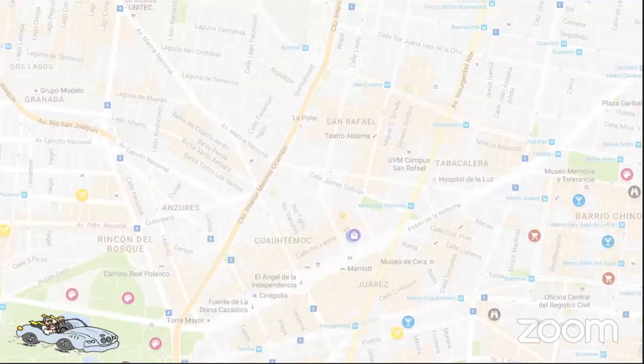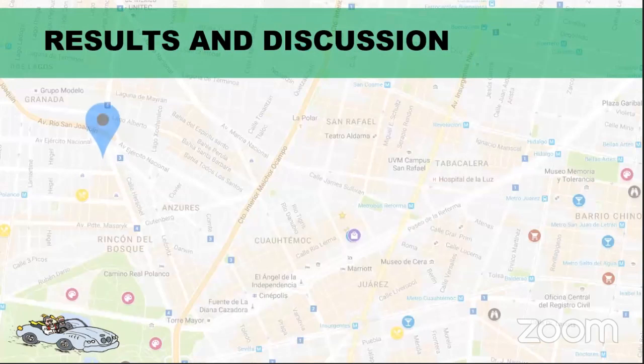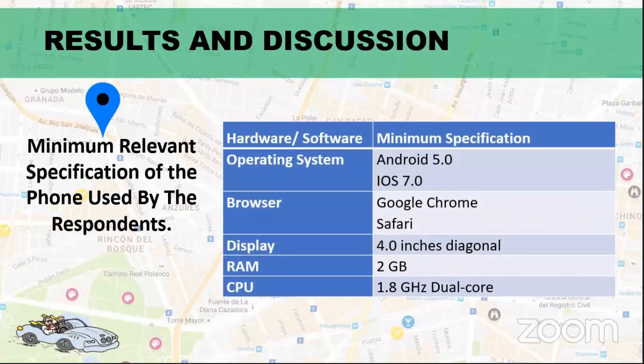And to highlight the compatibility of the system, we also recorded the minimum specification of the smartphone used in the evaluation. They used two operating systems, Android 5.0 and iOS 7.0. For browser, Google Chrome and Safari. The minimum display used in evaluation is 4.0 inches. RAM is 2 gig and CPU is 1.8 gigahertz dual core.